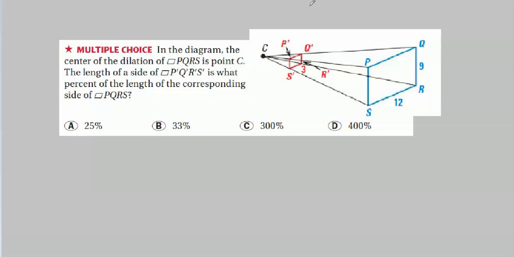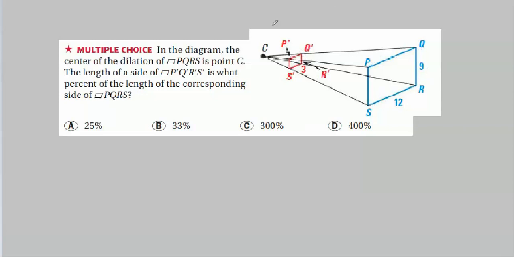Now this one's pretty easy, really. Just have to remember that these dilations are similarity transformations, so you can apply your rules of similarity. For instance, we're given the measure of this side here, it's 3. And over here, this side is 12. So this side is definitely 4 times this one. Well, that means every single part of this image is 4 times the size of the corresponding part in the pre-image.